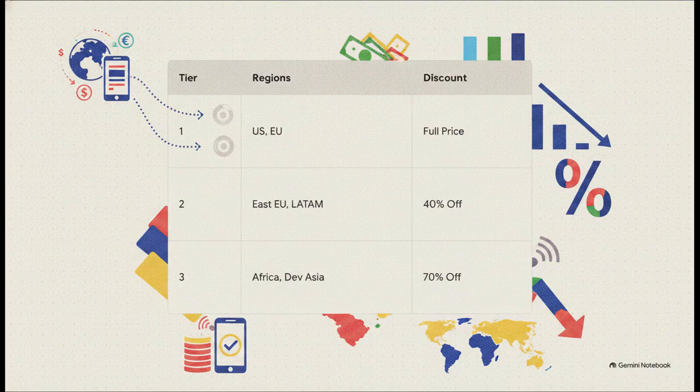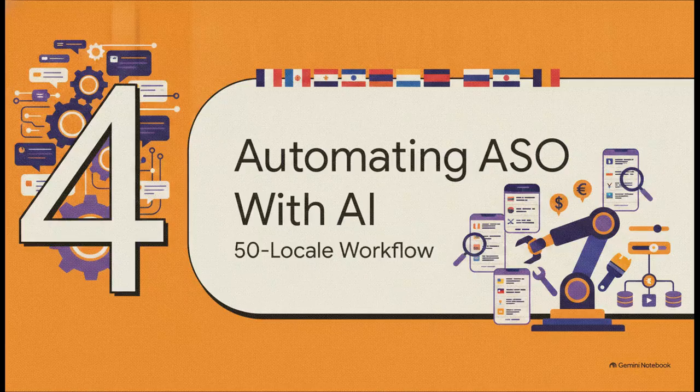Now, if your app runs completely on the user's device and doesn't have any recurring server costs, you have literally nothing to lose here. By offering these steep, localized discounts, you're locking in vital conversions in developing markets that otherwise would have brought you exactly zero revenue. It's a total win-win. Which leads us perfectly into our final pillar, automating this entire 50 locale workflow with AI.